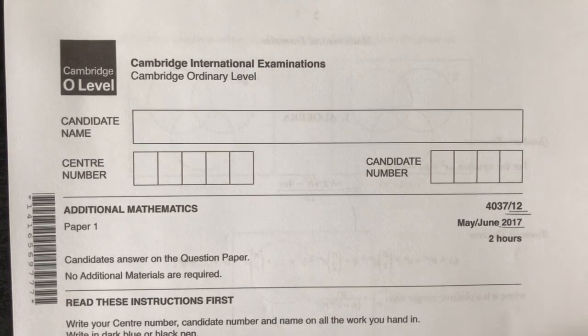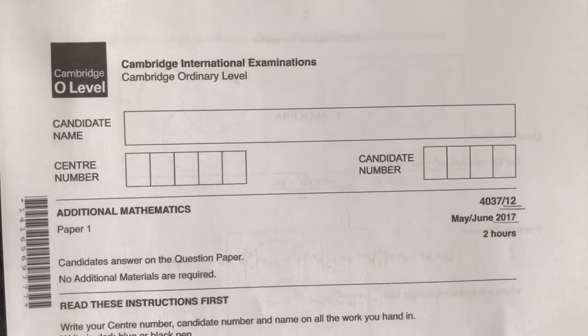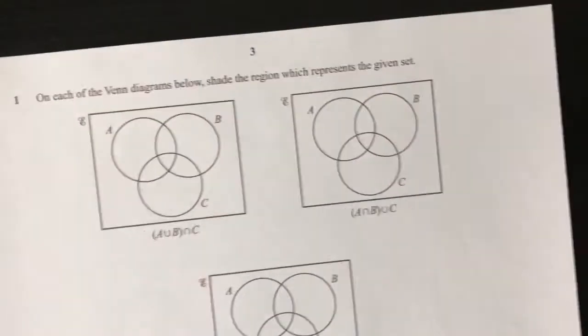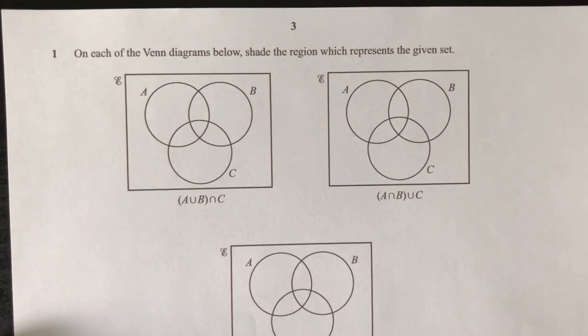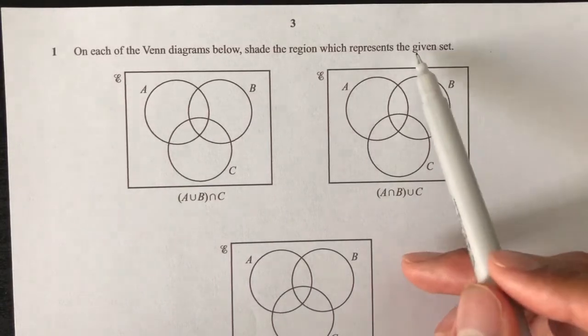Welcome to another video. This one is Paper 1-2, May-June 2017 of AdMath. So let's move on to question number 1. On each of the Venn diagrams below, shade the region which represents the given set.